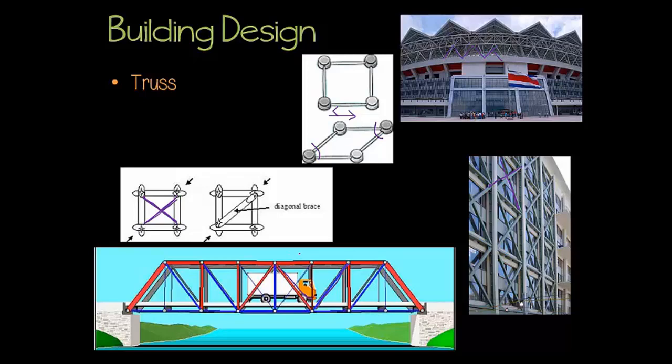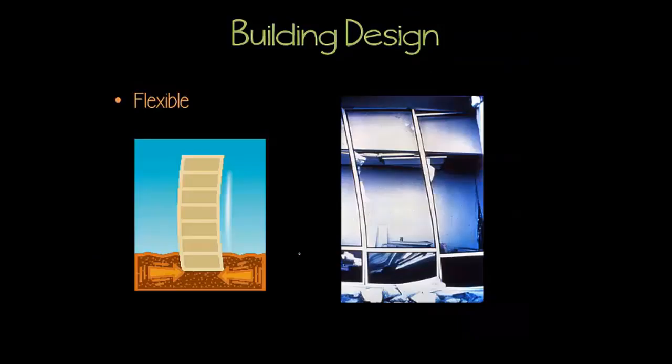Another design element is flexibility. Buildings that are really stiff, really rigid, are more likely to crack and break and collapse during an earthquake, because remember, the earthquake is moving the building from side to side. But if a building is more flexible, that means that it can bend and it can move with the earthquake. It can bend with those side to side movements, which means that it's less likely to break.